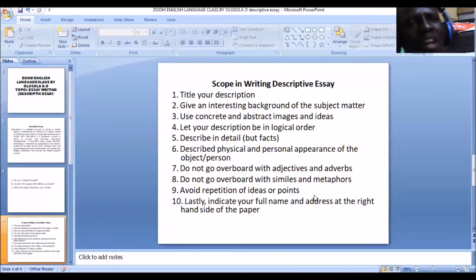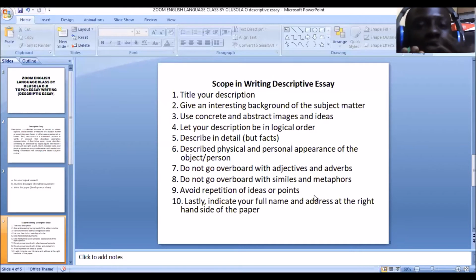Then 2, give an interesting background of the subject matter. One beautiful thing about English study is that within the question, there lies your subject matter. So you coin out your subject matter from the question. Then from the same question, you coin out your title, because your title must reflect the subject matter. And then your subject matter must reflect the content or the whole body of your work.